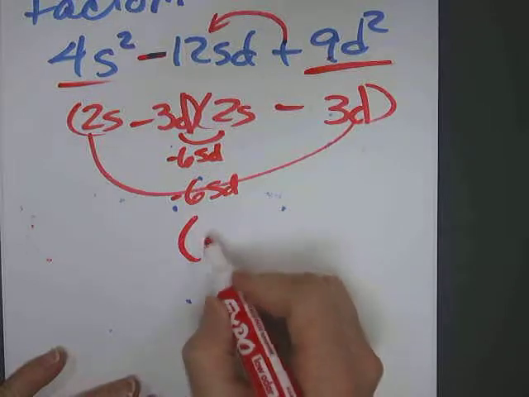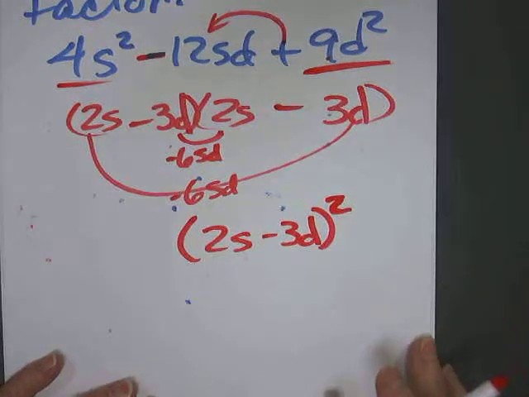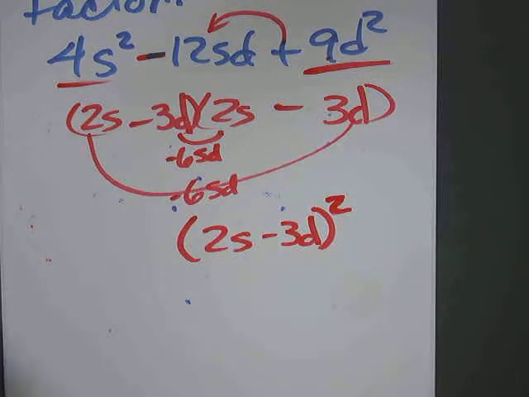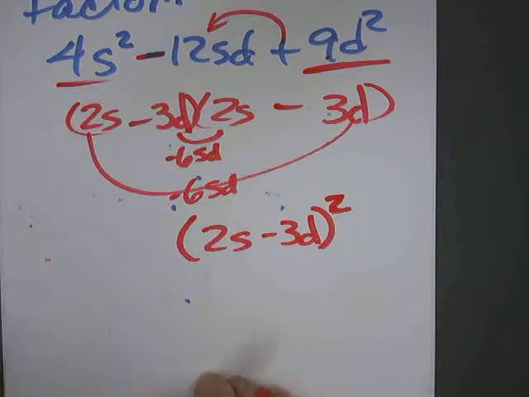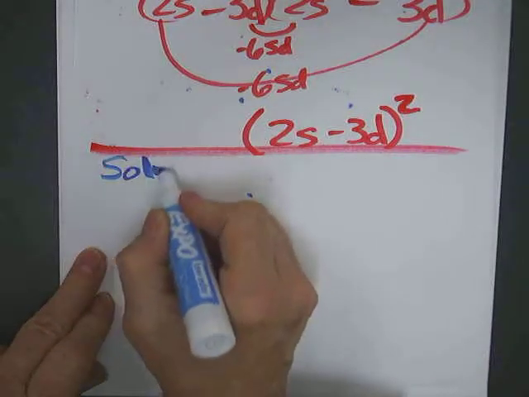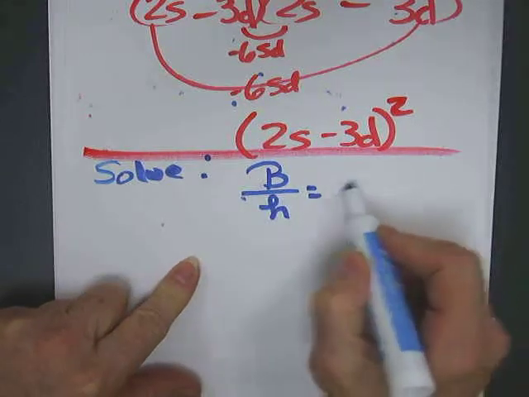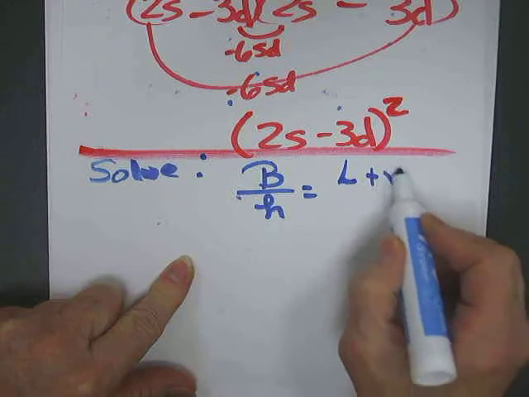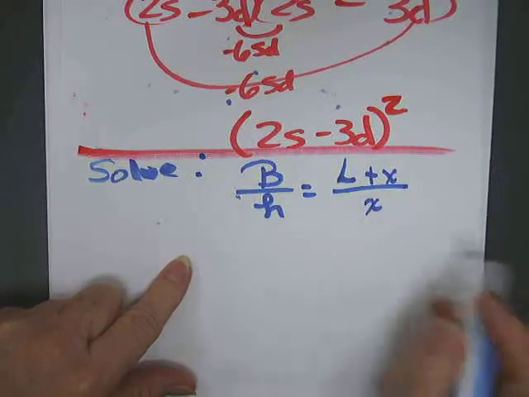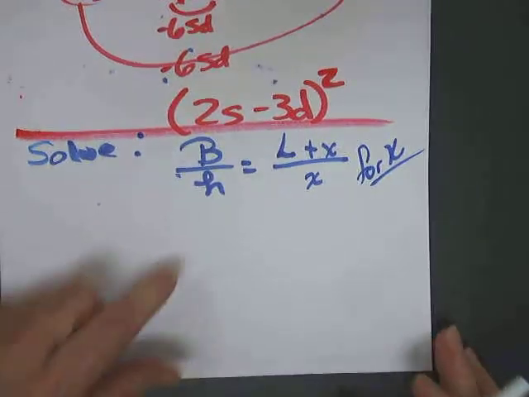Next problem, factor. We haven't factored one of these yet. Four s squared minus 12sd plus 9d squared. You see a common factor? That's what you look for first. No? Nothing in common, right? Do we have perfect squares anywhere, at the beginning and end? Okay, these are perfect squares, so that might help us to factor it.